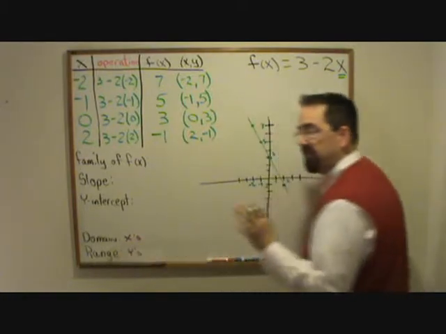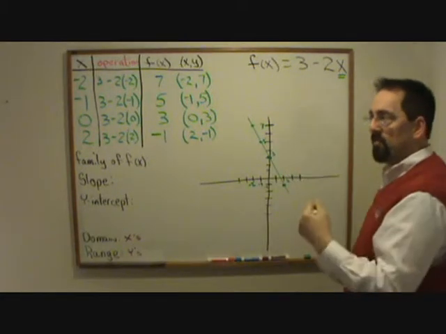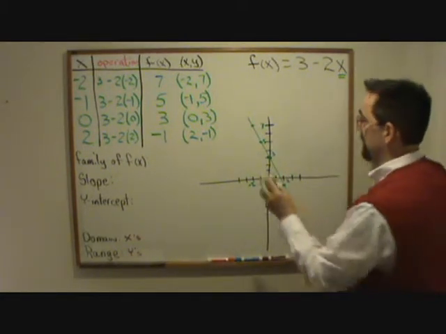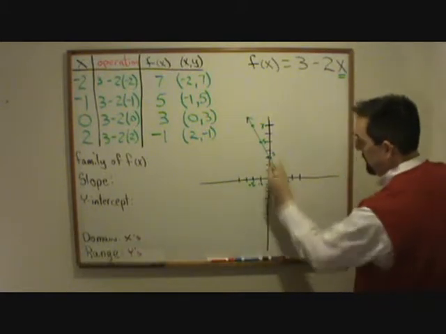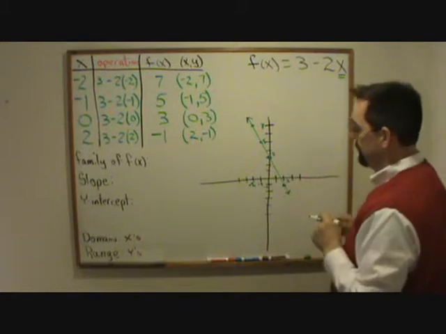And because it's a function, that means it goes on forever. There were no limitations put on this, so we'll make sure we put arrows on the end of each one, meaning it goes on forever in both directions.